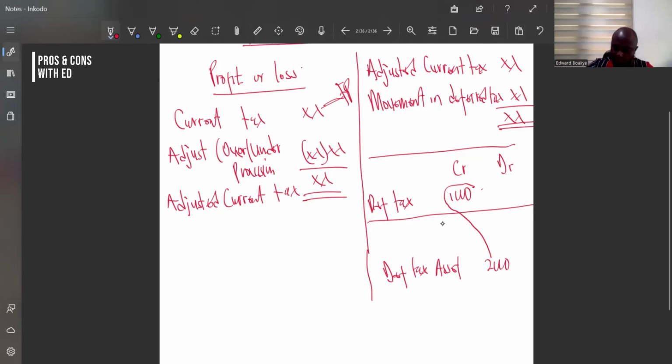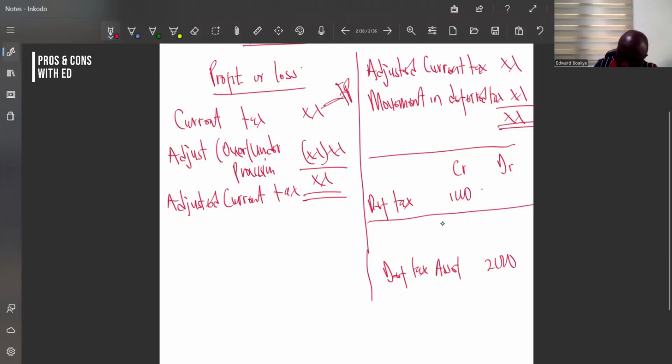The movement isn't just 2,000, but the movement is an asset of 3,000. Because if the movement was only this 2,000, then the movement would just be 2,000. But we already had a liability of 1,000, which has dropped down to an asset of 2,000. So the movement is now 3,000. So in that case, it's an asset, so we will subtract 3,000 from the current tax we are paying today.